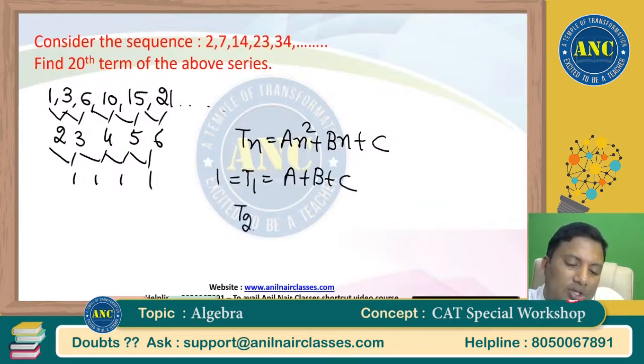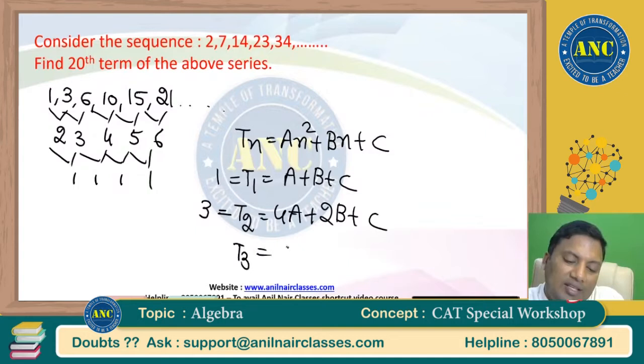If n is 2, this is nothing but 4a plus 2b plus c. n is 2, it is nothing but 3. If n is 3, this is nothing but 9a plus 3b plus c. n is the third term, it is nothing but 6.